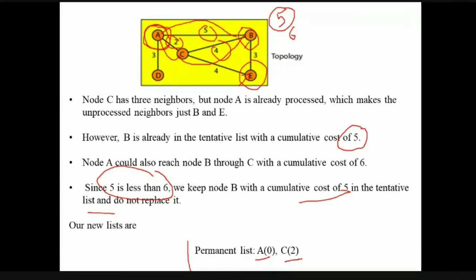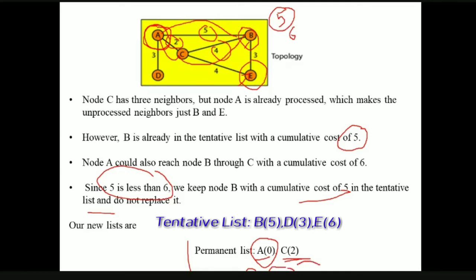Okay. Now all the neighbors of C will be added to the tentative list. What are the neighbors of C? A, B, and E. But A is already added to the permanent list, so we do not touch it. What is B? B with 5. Okay. And D with 3. So the tentative list is D with 3 and E with 6.